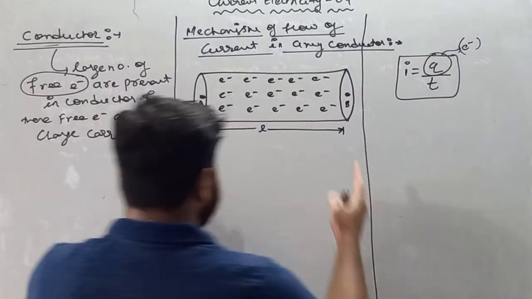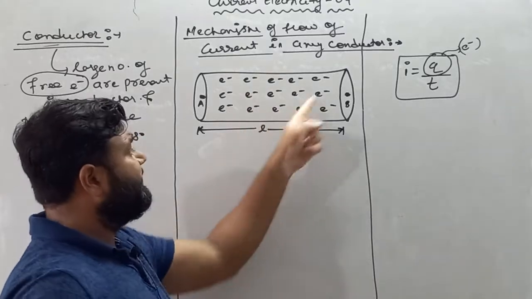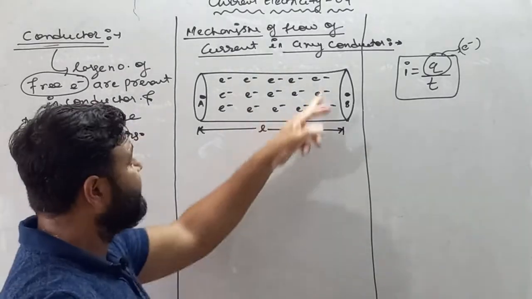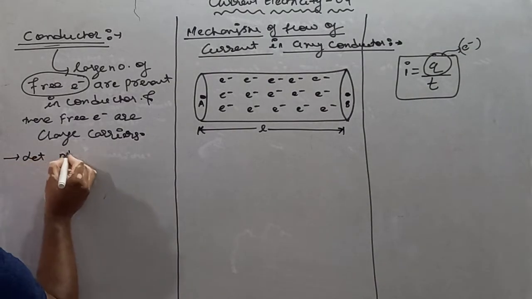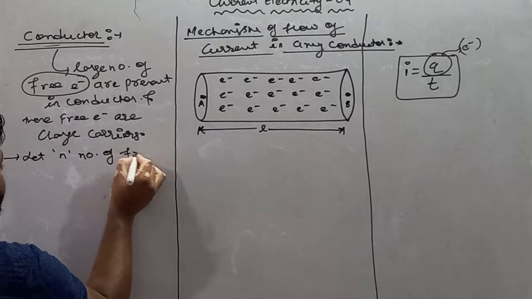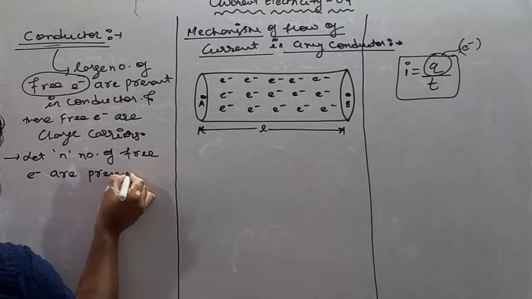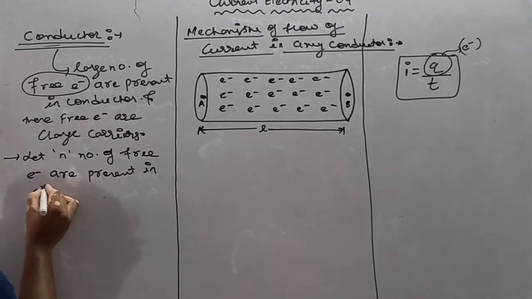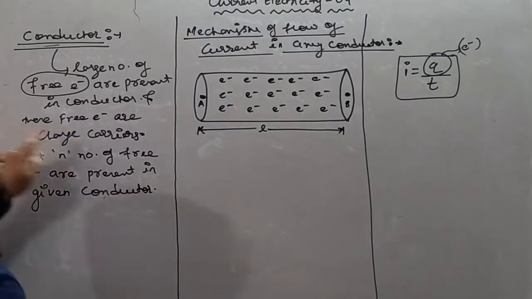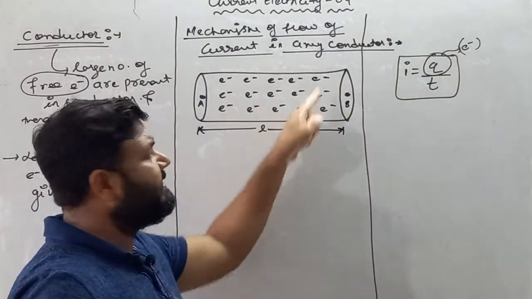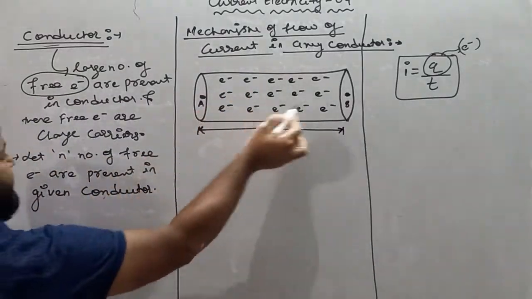So see, my dear student, we have a conductor of length L, and let's suppose a large number of free electrons are present in this conductor. I'll write here: let n number of free electrons be present in the given conductor. So this is our conductor in which n number of free electrons are present, large number meaning n number of free electrons.